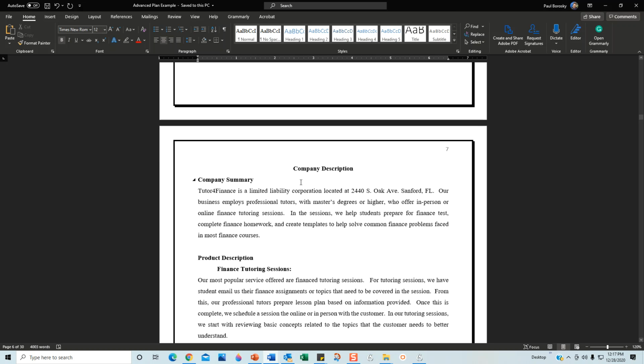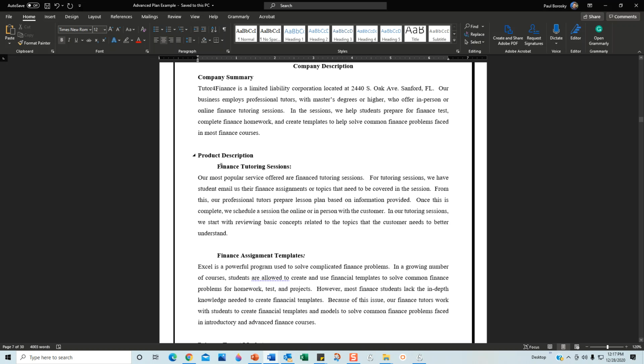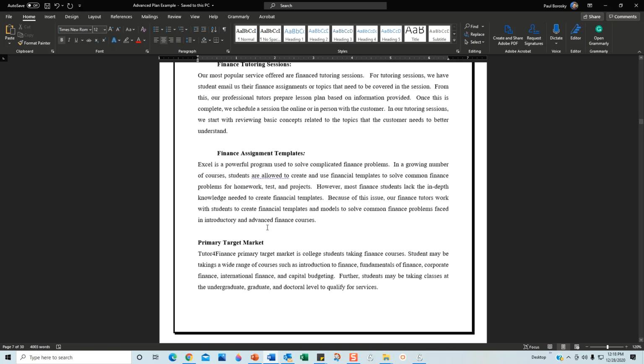It starts on page 7 usually. In this section, we're going to talk about the company description, go into the company summary. Then from there, I'm going to talk about your products. I'm not going to go into great detail in your product description. You just tell them what you're going to do, how you're going to do it, and why you're going to do it.